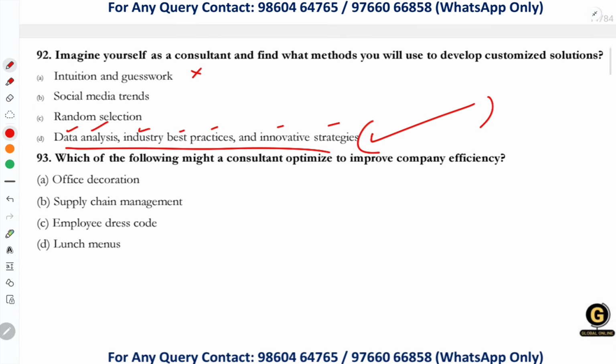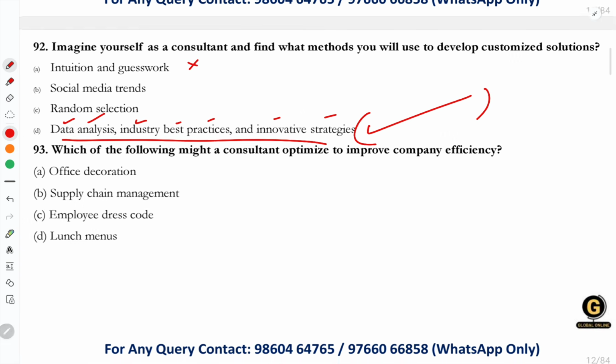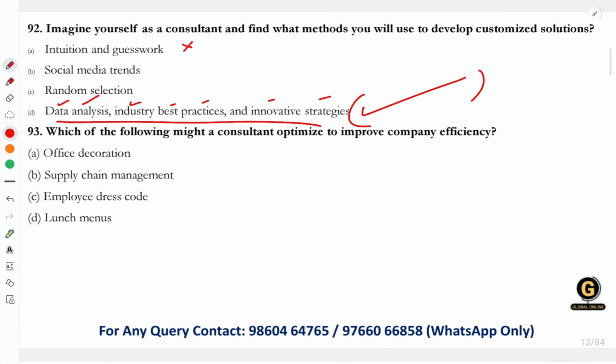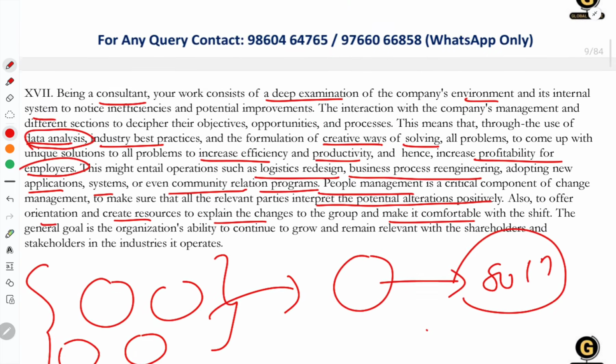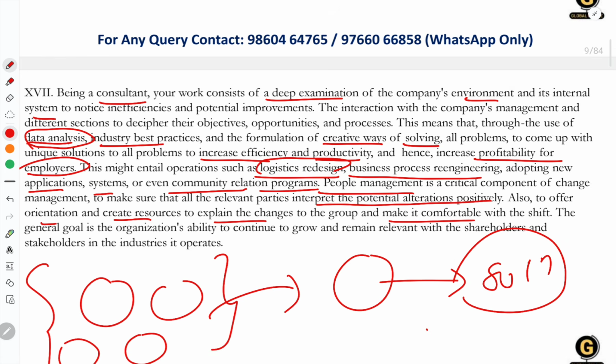Which of the following might a consultant optimize to improve the company's efficiency? To increase the company's efficiency, what is a consultant going to do? Office decoration? No. Supply chain management? Okay, let's see. This might be the correct answer. Employee dress code? Is it really related to the business processes? No. Lunch menus? No. This is not related to business at all. So supply chain management or the logistics, which we have seen in the question itself, gives the correct answer for the given question. Moving ahead to the next question.